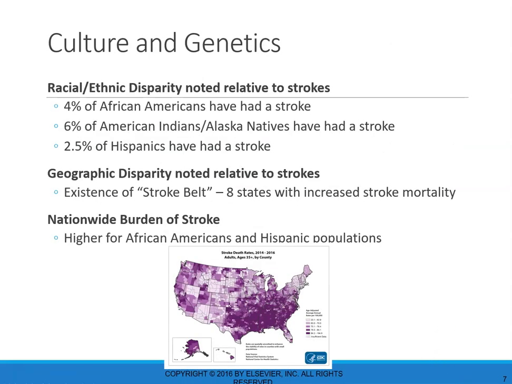This slide shows the racial and ethnic disparities noted relative to strokes. 6% of American Indians or Alaskan Natives have had a stroke, 4% of African Americans, and 2.5% of Hispanics. If you notice the deep purple, this is what is called the stroke belt, and it's 8 states that have increased stroke mortality rates.